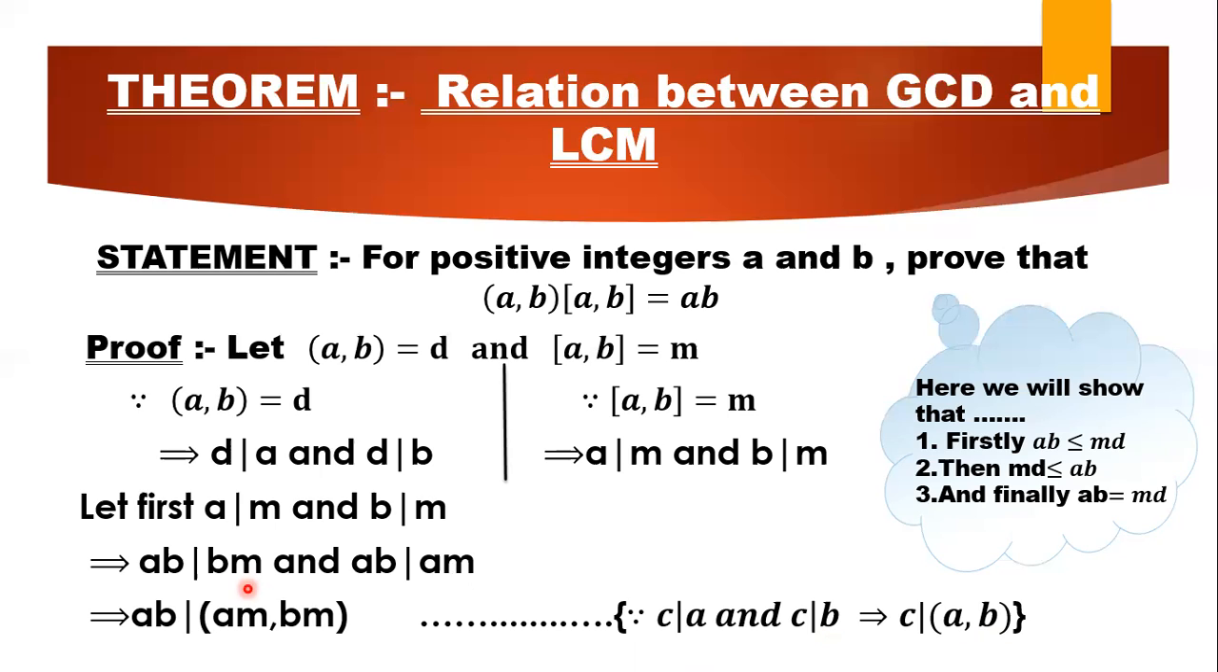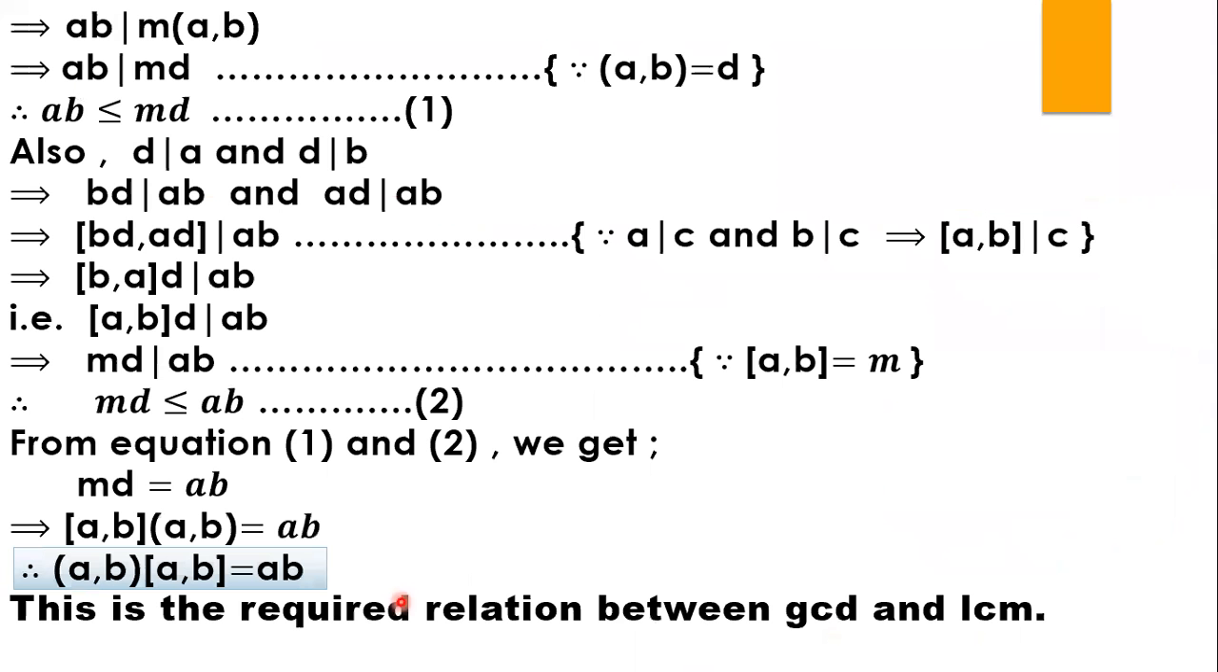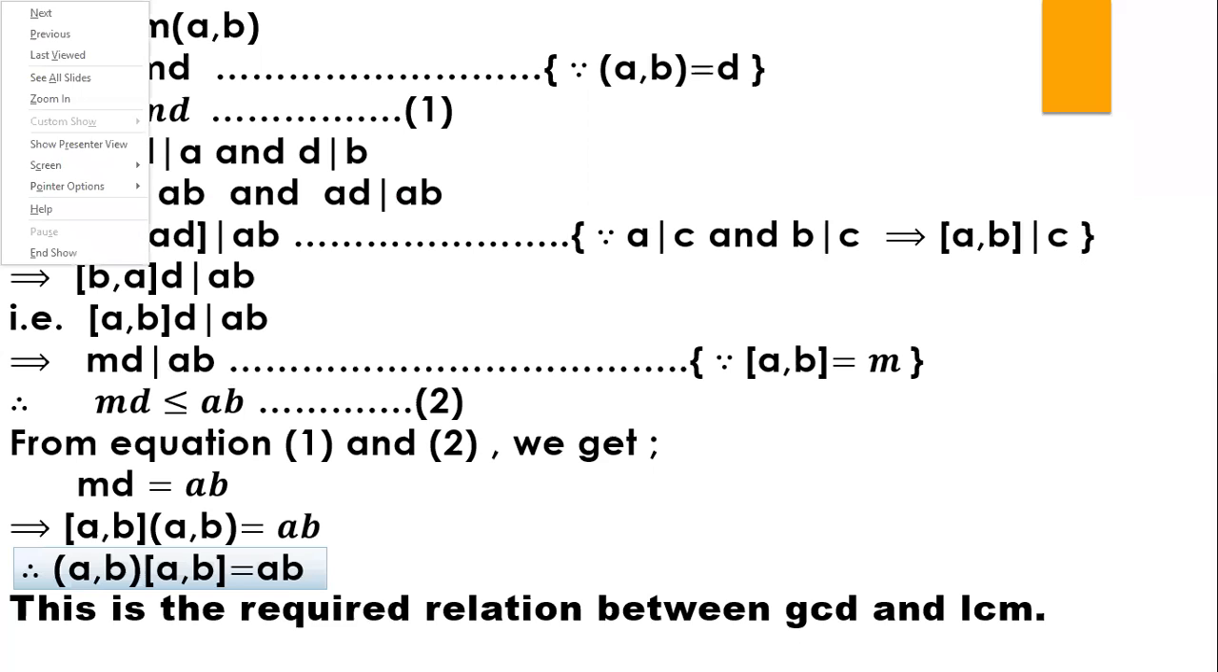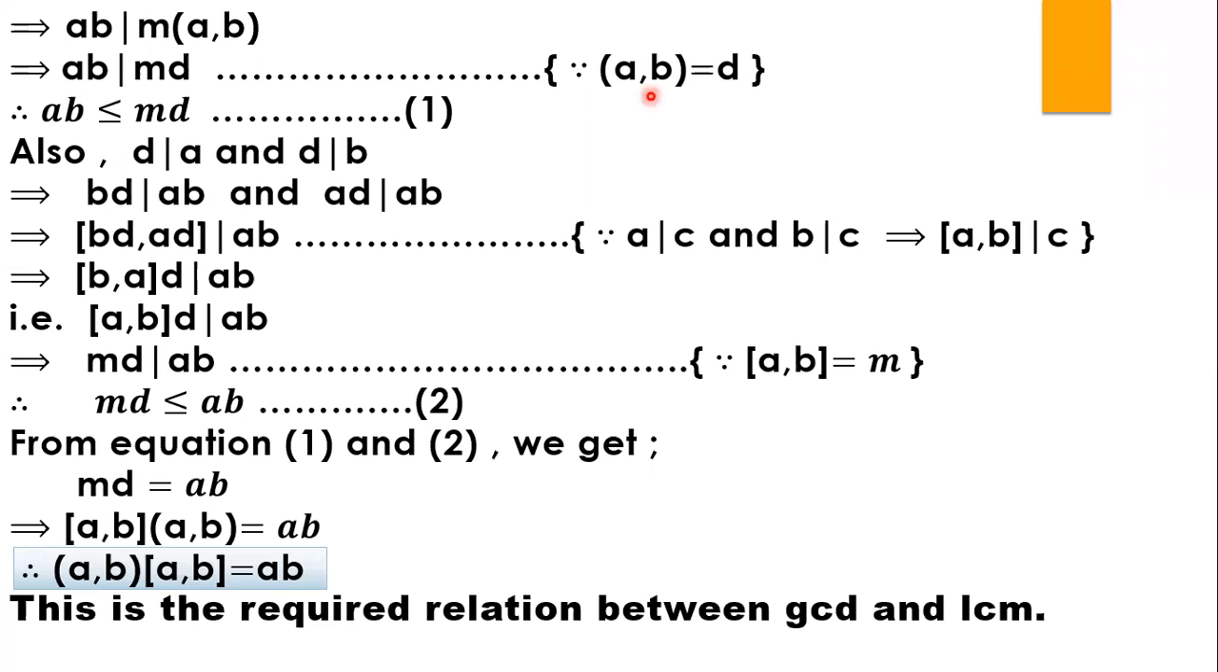Now from this we take m common. We get ab divides m times the GCD of a and b. So ab divides md, where the GCD of a and b is equal to d.